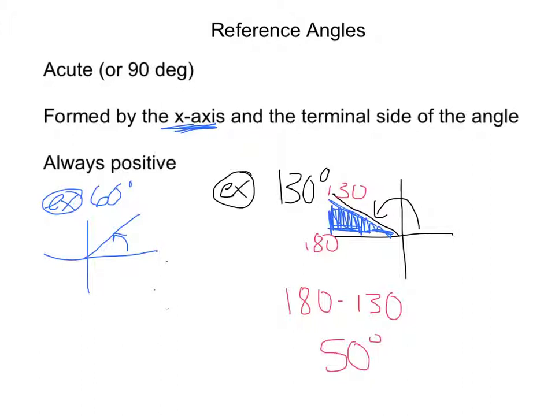Okay, so now 50 degrees is positive, it's formed with the x-axis and the terminal side, and it is acute. So it follows all of those rules. So the reference angle for 130 is 50 degrees.